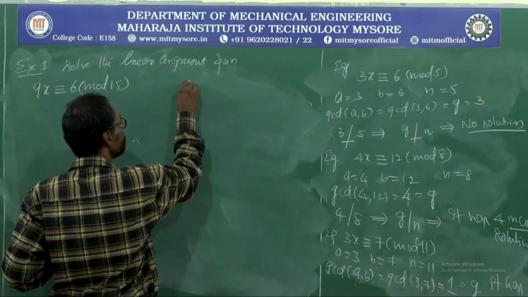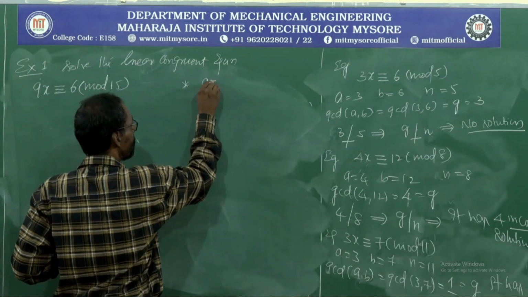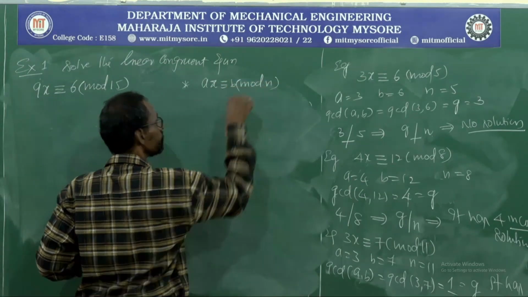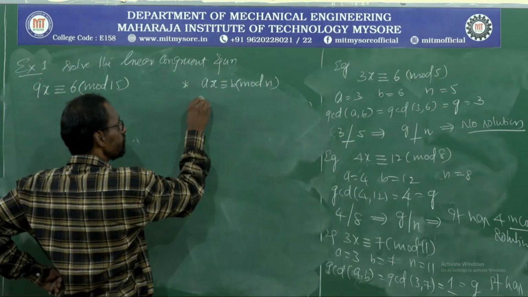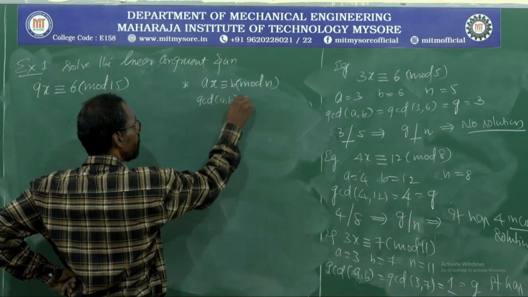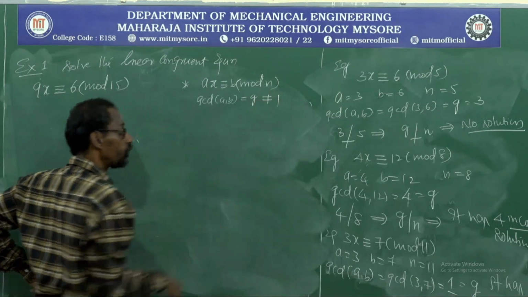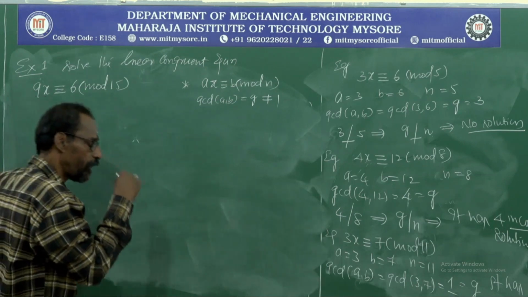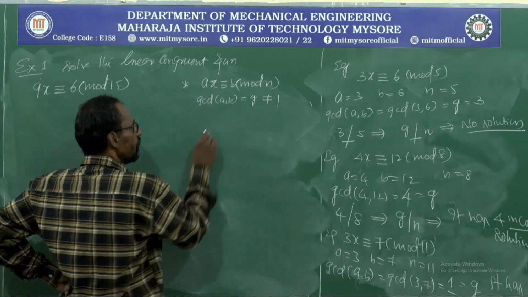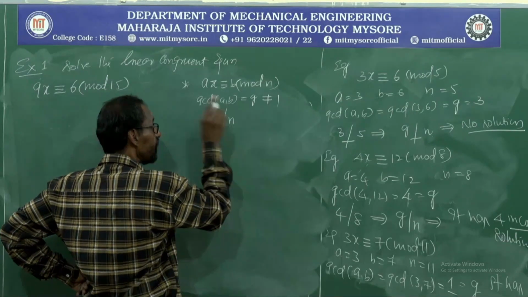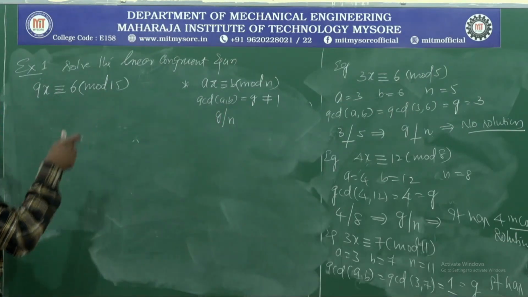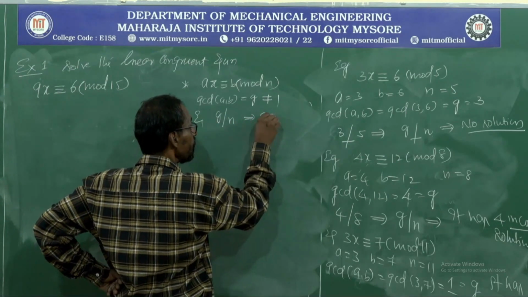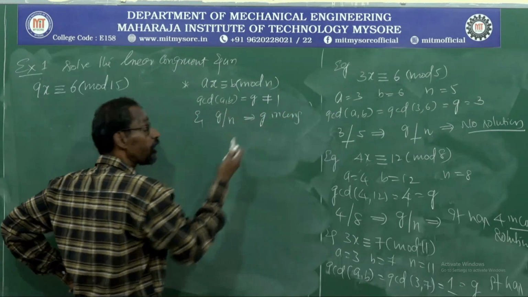So I'll be highlighting here. Consider the standard form ax congruent to b modulo n. The GCD of a, n, that is equal to g, not equal to 1. If it is equal to 1, there is only one solution. If it is not equal to 1, I may get many solutions. Now consider whether g divides n. Yes, when g divides n, then we have g incongruent solutions.